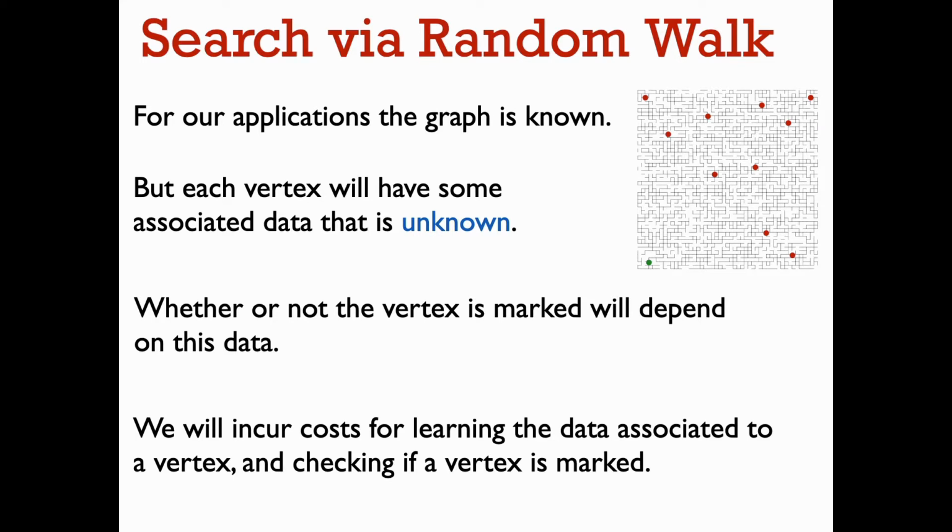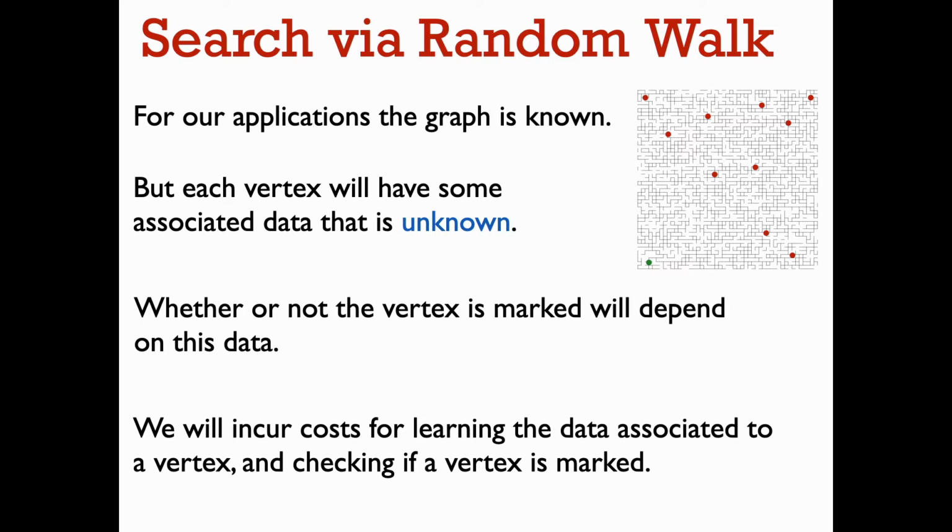Let me be more specific about the game that we will be playing. It may sound a bit strange at first, but we will see that this is the right game for our applications of the random and quantum walk paradigm to query complexity. We assume that the underlying graph is known, but each vertex of the graph will have some associated data that is unknown. In particular, whether or not a vertex is marked will depend on this data. We incur costs for learning the data associated with a vertex and for checking if a vertex is marked.